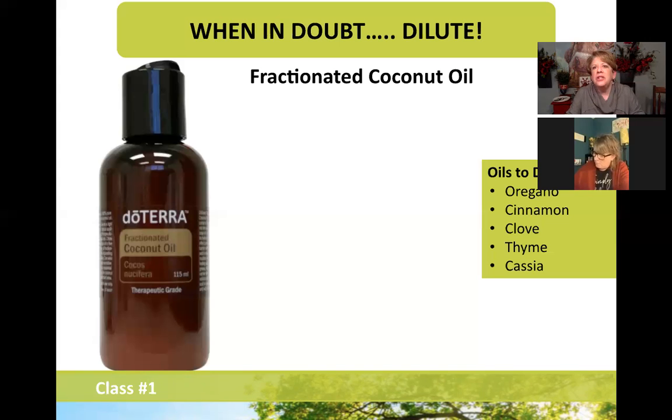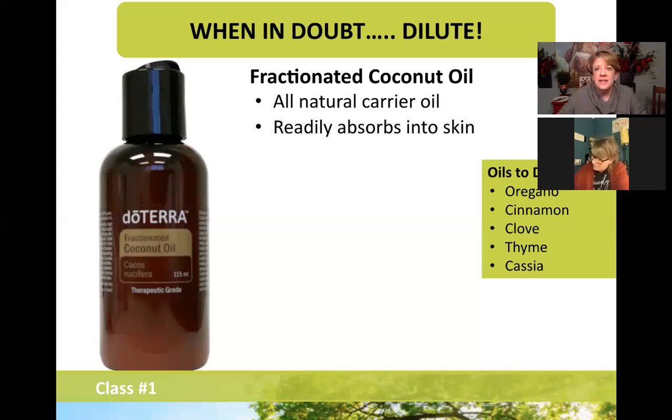When in doubt, we want to dilute our oils. The most common way that we talk about diluting oils is with fractionated coconut oil. doTERRA sells this oil. It's an all-natural carrier oil. A carrier oil is a plant-based oil that is in a liquid form and makes it easier to apply your oils. So it readily absorbs into the skin.